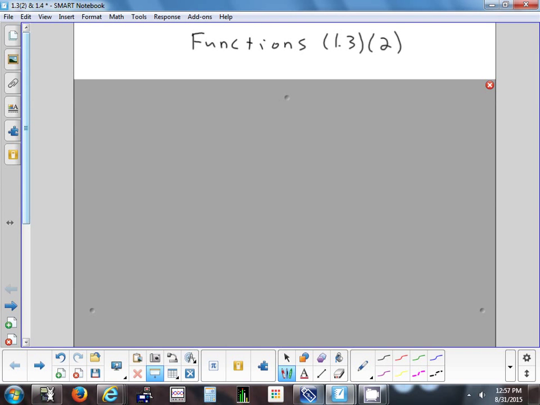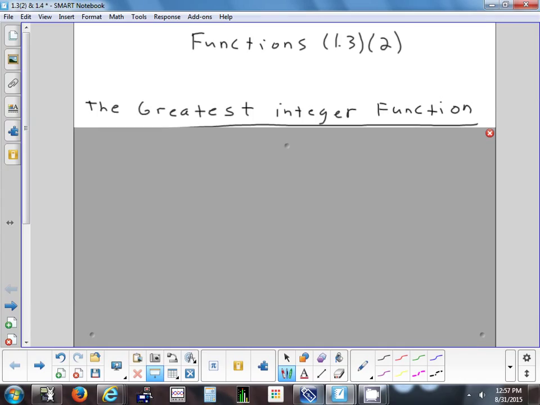Okay, so let's take a look at the second half of section 1.3. First thing we're going to look at is what's called the greatest integer function. It's a special function.